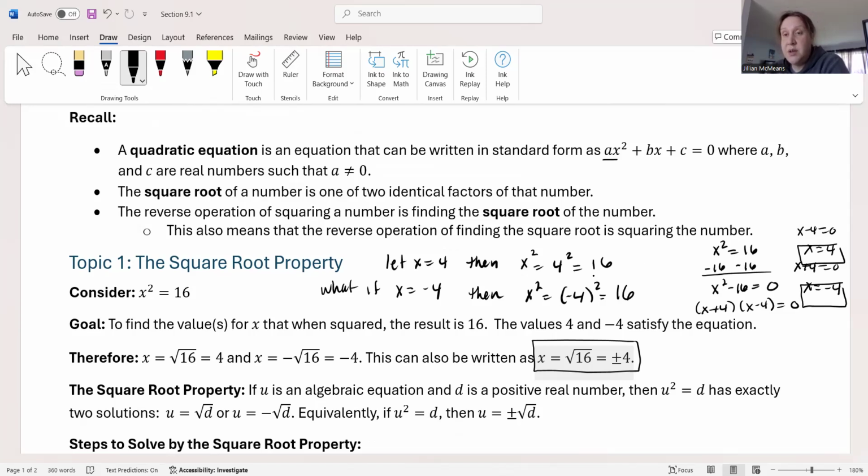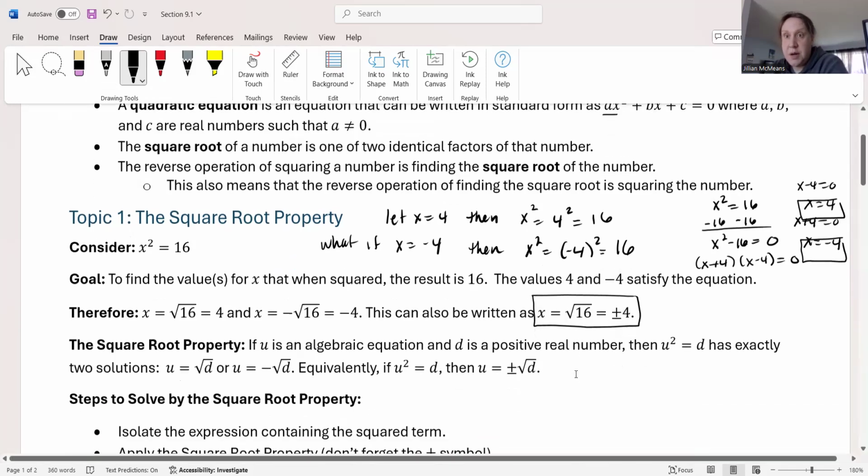But we don't necessarily always want to do this factoring method, because sometimes we're going to get values where factoring and the difference of squares isn't going to be the case. So that's why the square root property is so powerful, okay? So let's look at the actual square root property.